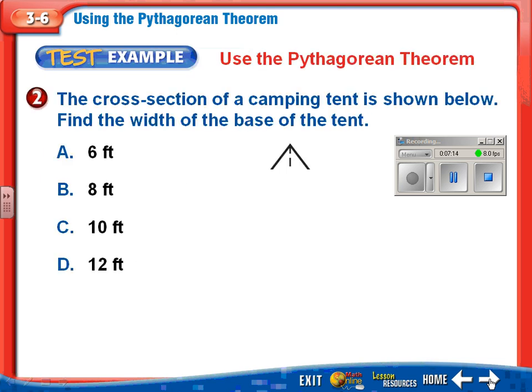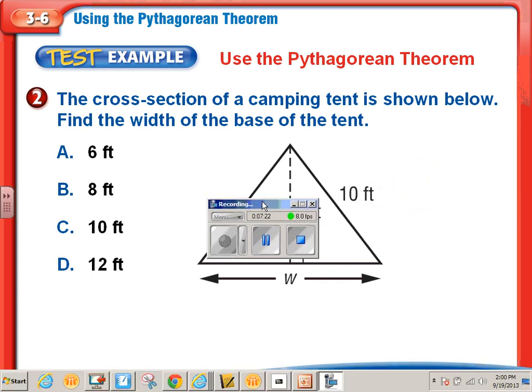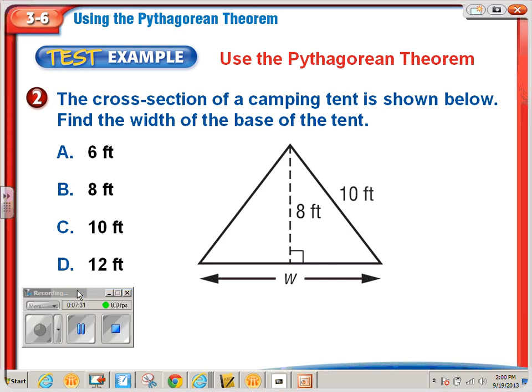Test example. The cross-section of a camping tent is shown below. Find the width of the base of the tent. So there's some information in here that we're going to use to find out information that we don't know. We know that we're going to eventually use our formula. Formula is C squared is equal to A squared plus B squared.